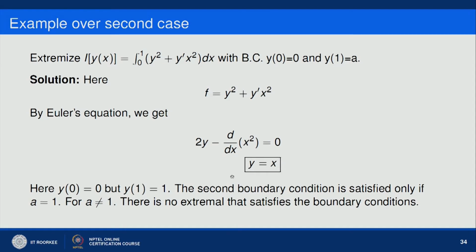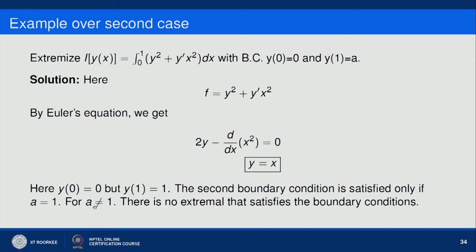Now let us look at the boundary condition. If you look at the boundary condition, y of 0 is satisfied, but the second condition, that is y of 1 equal to 1, does not match the given boundary condition, that is a. So if a equal to 1, we can say that y equal to x is an extremal of this functional. In fact, this is going to be a minimal curve for this functional.